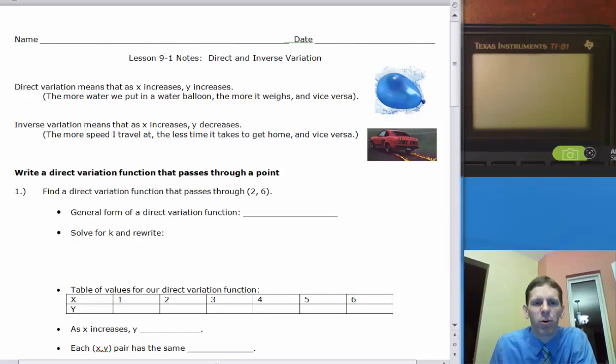These are the Lesson 9.1 notes, direct and inverse variation. Today what we're going to do is write direct and inverse variation functions that pass through a point. We're also going to solve multiple variation problems. So what is this thing called variation?